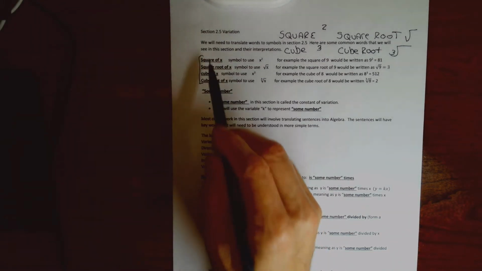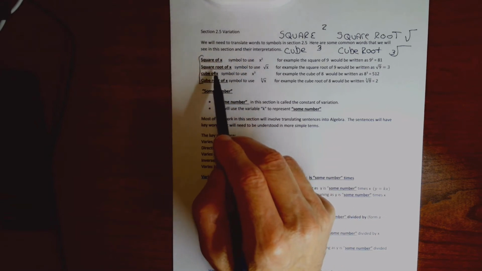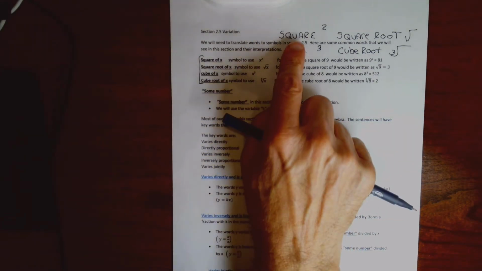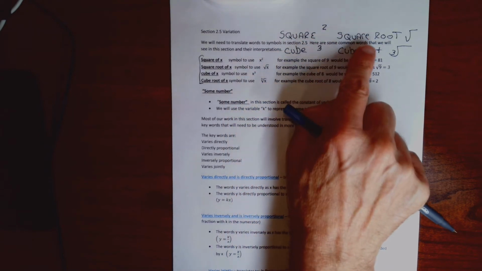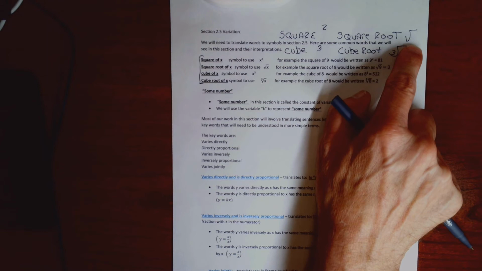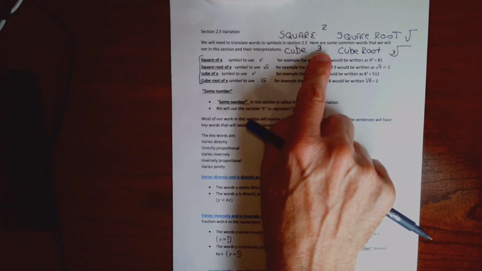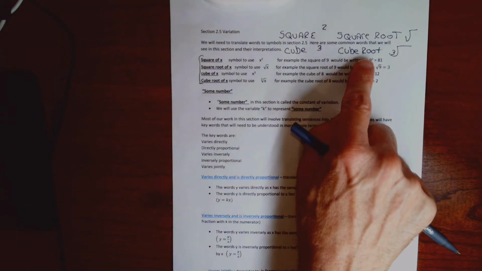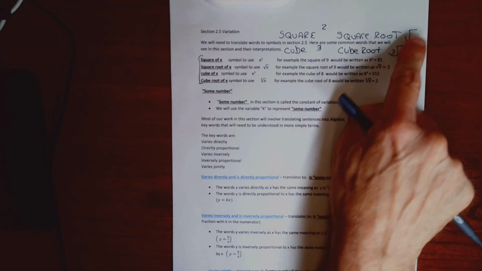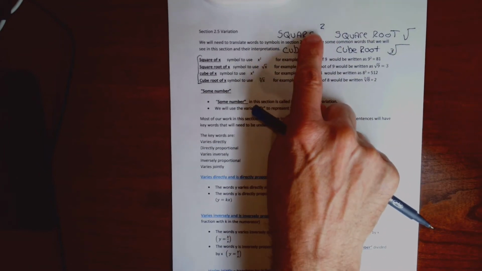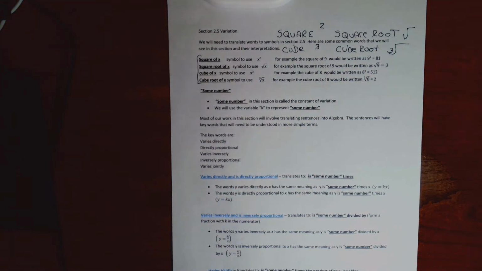And I started off with these four key words: square, square root, cube, and cube root. If I see the word square, I think of exponent of 2. If I see the word square root, I think of a square root symbol. If I see the word cube in a problem, I think exponent of 3. If I see the word cube root in a problem, I think of radical. So roots turn into radicals. If you have the word square and cube without the roots, they turn into exponents.